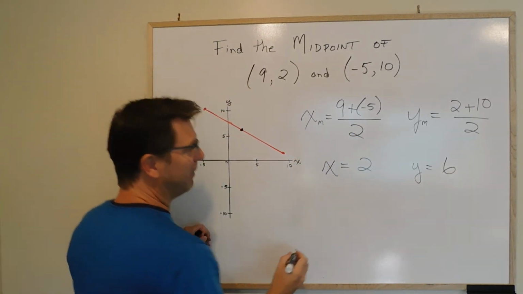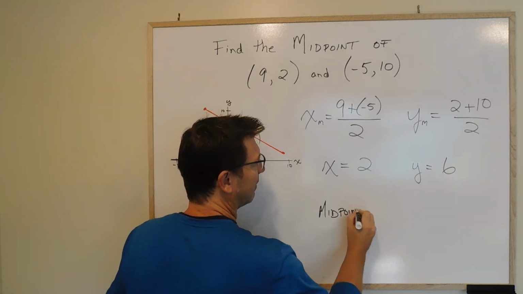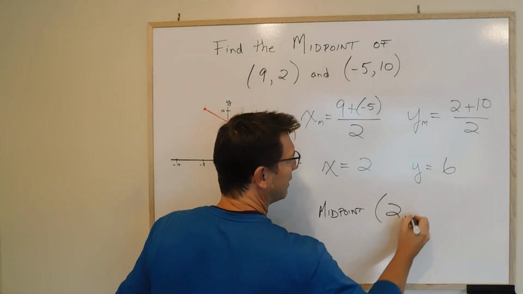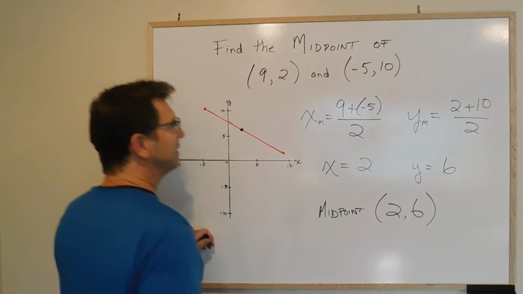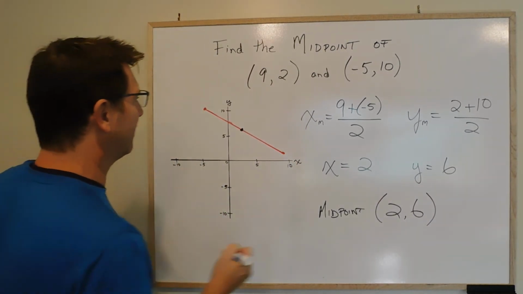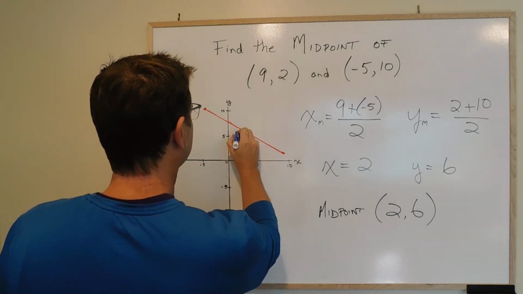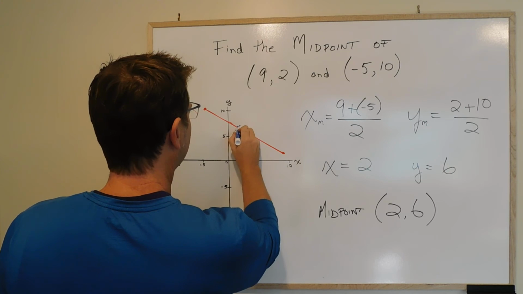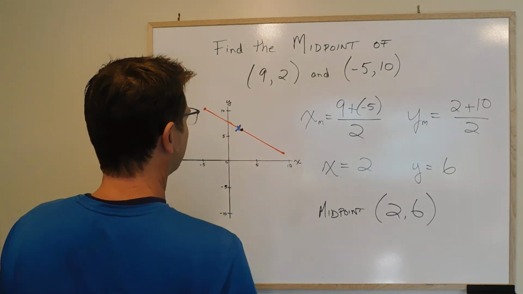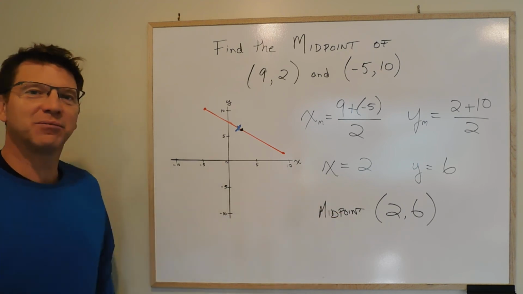So really, our midpoint is going to be 2 and 6. So that's the exact middle of the line. So how did I do? Well, I think I did all right. I think it's probably closer to right here, but I was close when I guessed. But now we can find the exact middle of the line.